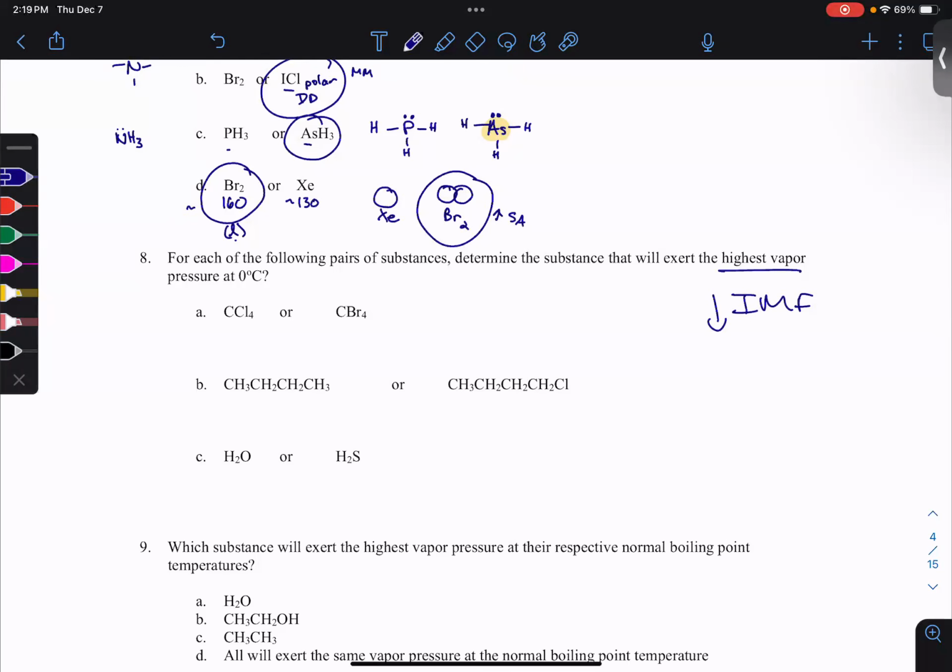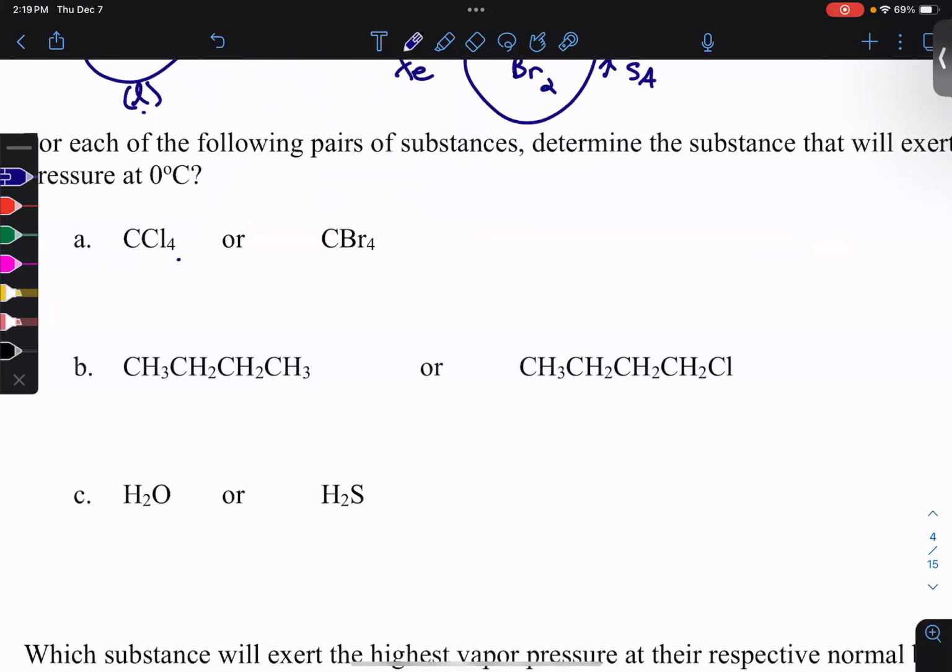We're still comparing IMFs. So CCl4, CBr4. So we're looking for lower IMF. So this time it's going to be the lighter molar mass things because LDF is the important factor here. Both of these compounds are nonpolar, but chlorine is lighter than bromine. All right. B, which one has the higher vapor pressure?